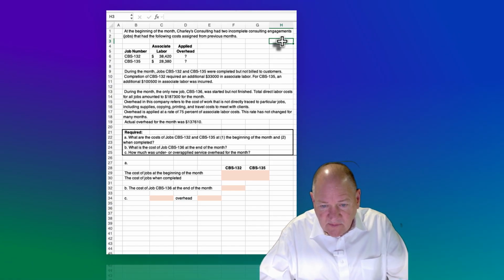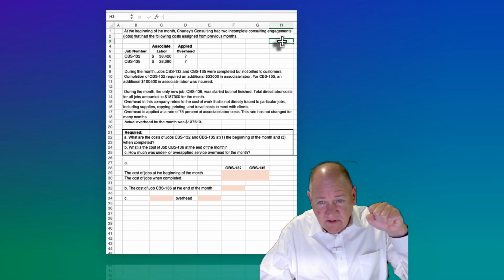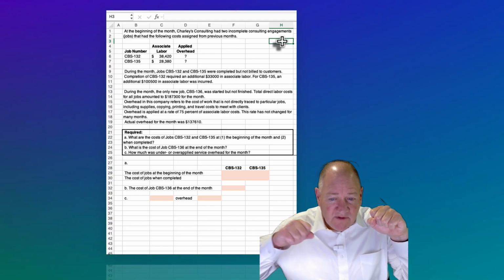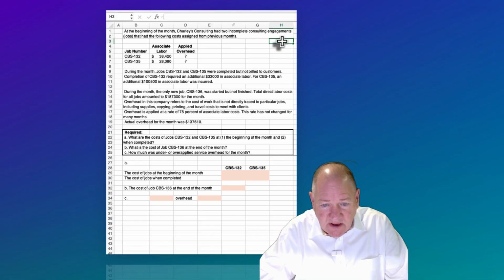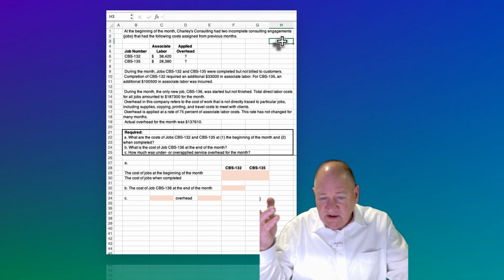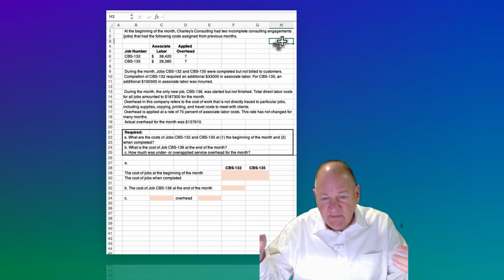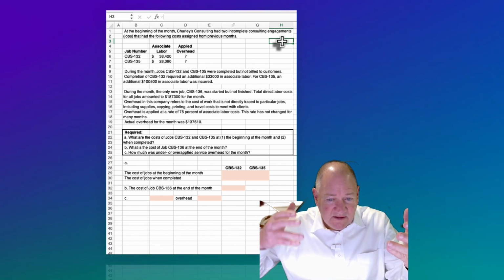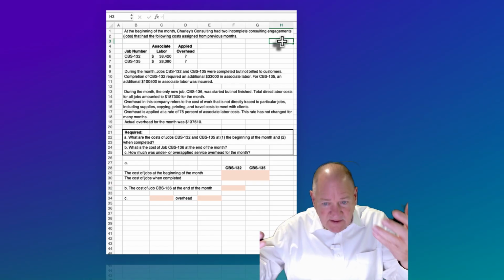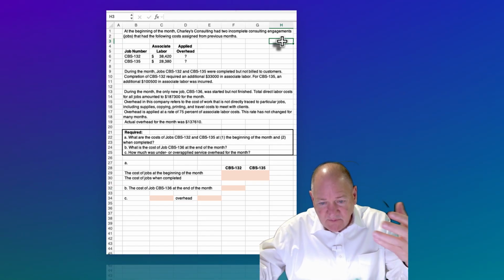Actual overhead for the month was $137,610. So we incurred $137,610 during the month. We've associated amounts to individual jobs as those jobs were conducted. And oftentimes, in fact, almost all the time, the amount of the actual overhead and the amount of the overhead that's associated with jobs differs. There's going to be a difference between the two.